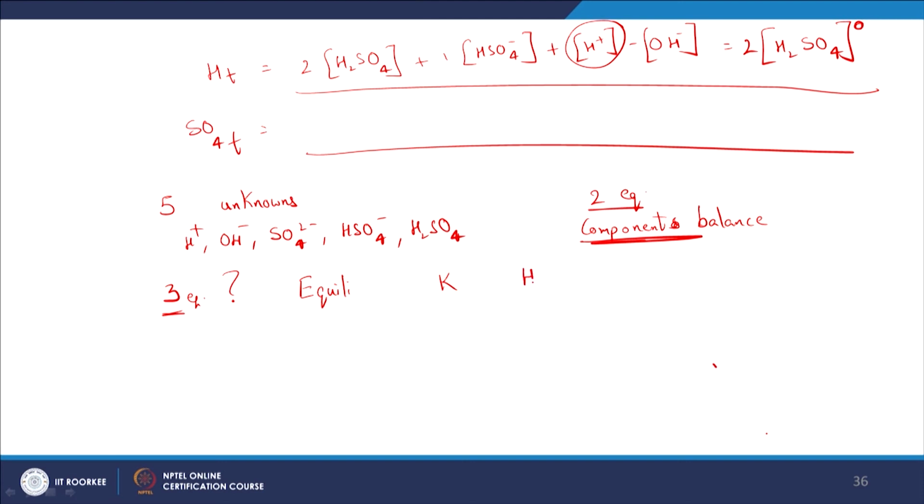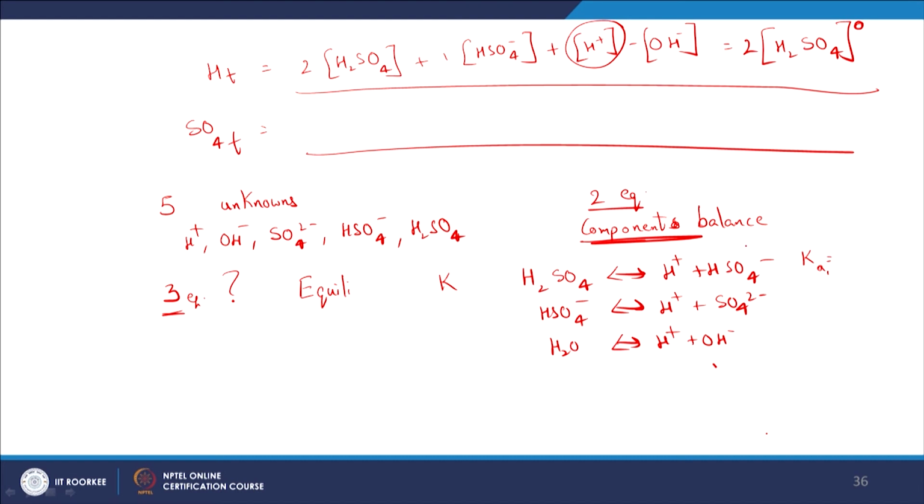What were the 3 reactions involved? H2SO4 can dissociate into H plus and HSO4 minus. HSO4 minus can dissociate into H plus and SO4 2 minus, and water can dissociate into H plus and OH minus. So now we will have, what do we say, 3 equilibrium equations. I will call this Ka1, we will explain what that is later.